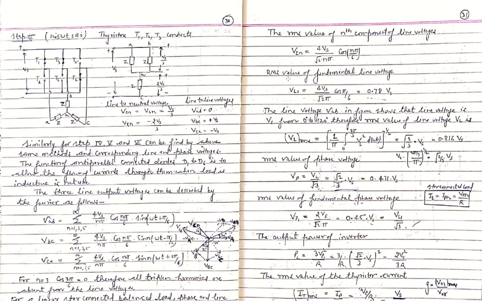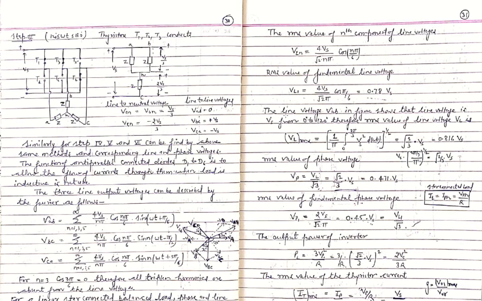If we want to find the RMS value for the fundamental, put n equals to 1 in the above expression. Then it will be equal to 4 Vs divided by root 2 pi cos pi by 6. If we simplify this, we obtain 0.78 Vs. So this is the RMS value of the fundamental line voltage.